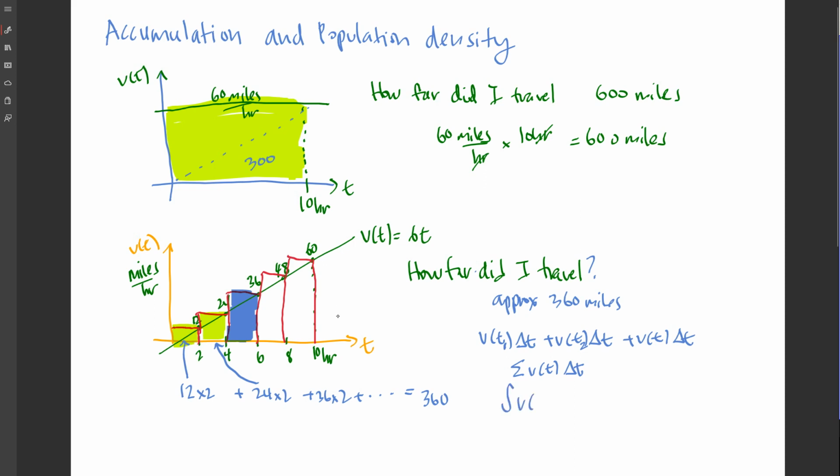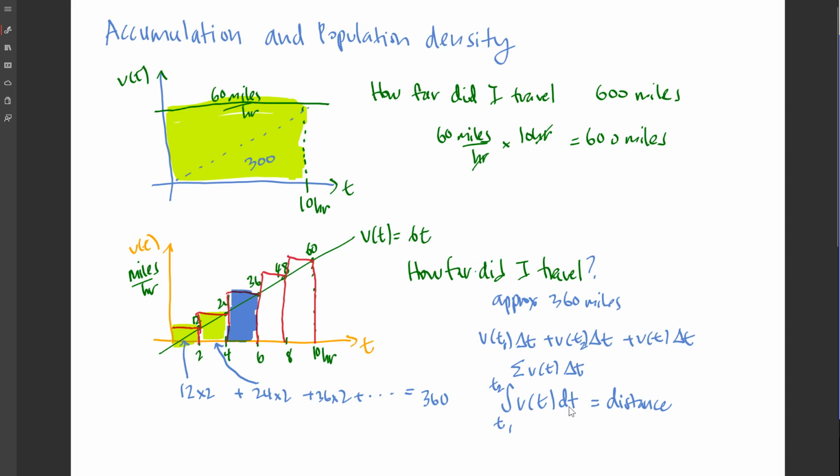It was the integral of v(t) dt, from t1 to t2, and that gave me the distance, or the area under the curve. Now what's important to note here is we're going to do the same thing in all of our accumulation and population problems. It's just that now we won't be talking about miles per hour anymore. We'll be talking about population, like people per mile or people per square area, okay? And so because of that, we just need to look at units and make sure our units work out.